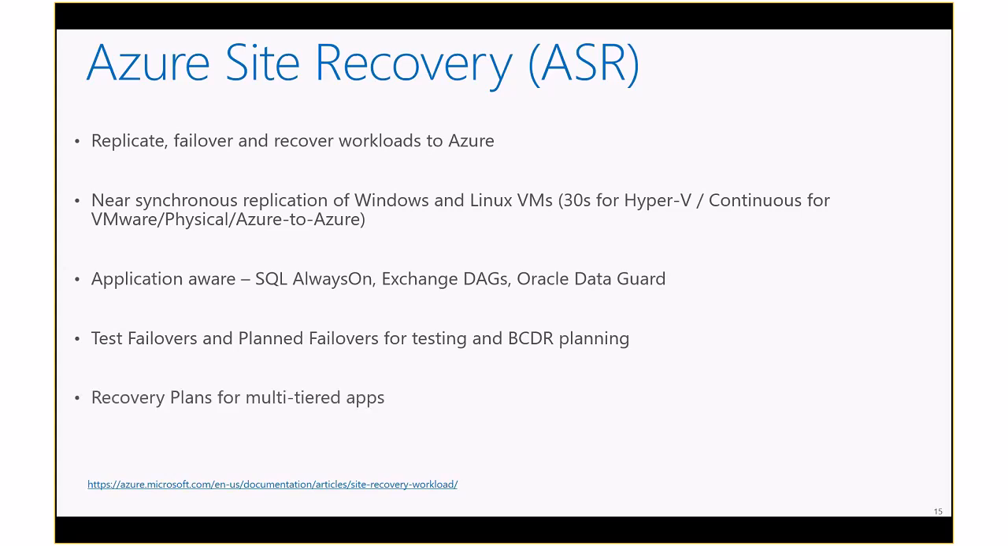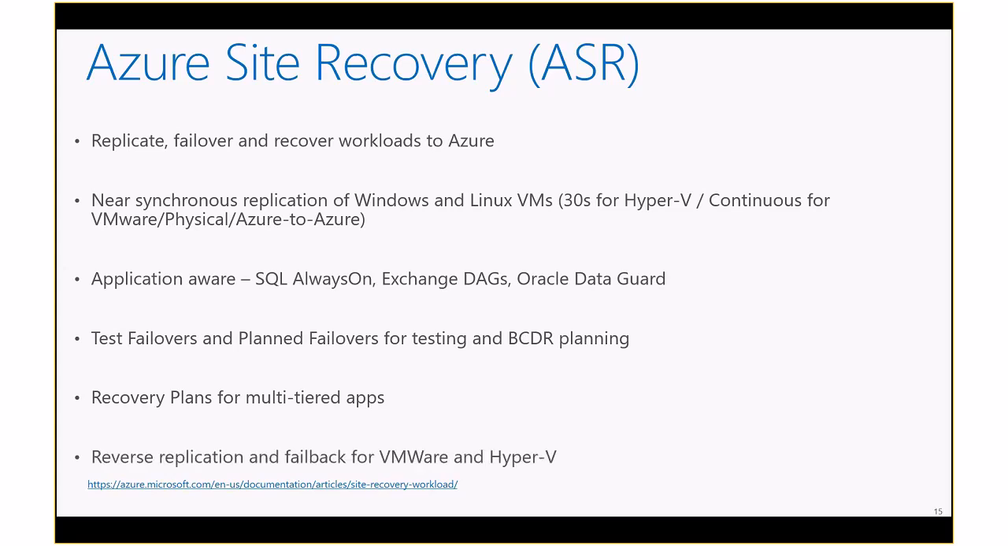You can set up recovery plans for multi-tiered apps. So if you have something like SharePoint, where you have a web front end, an app tier, and a database tier, you can use a recovery plan to have it boot in a specific order, like maybe have your SQL servers boot first, and automate the creation of a load balancer as well. So it'll automate all of that for you and get your multi-tiered app up and running in the cloud in the event of a disaster.